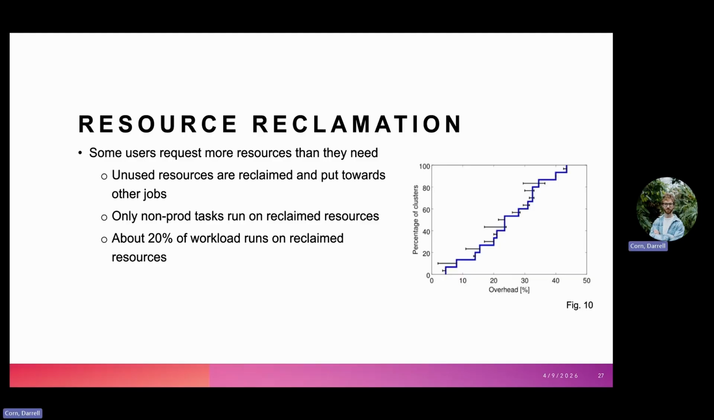So figure 10 here poses a counterfactual question. What if Borg didn't reclaim resources? And we can see that the overhead cost dramatically increases. About 10% of cells would incur a minor 10% increase in overhead cost. Most would incur about a 10 to 40% increase in overhead cost, while a few would have a whopping 45% additional cost. So Borg would be much less efficient without this resource reclamation.